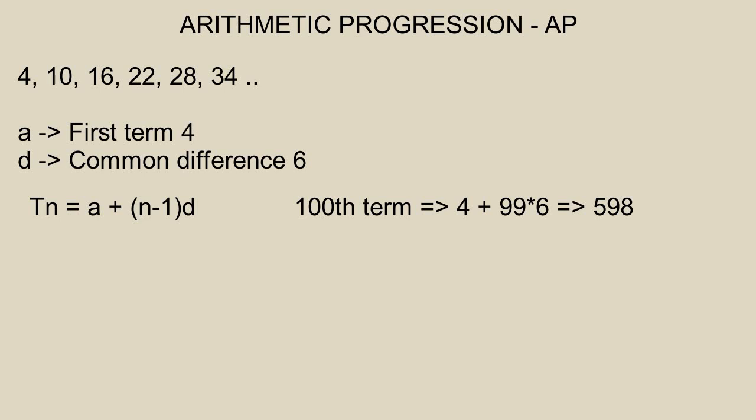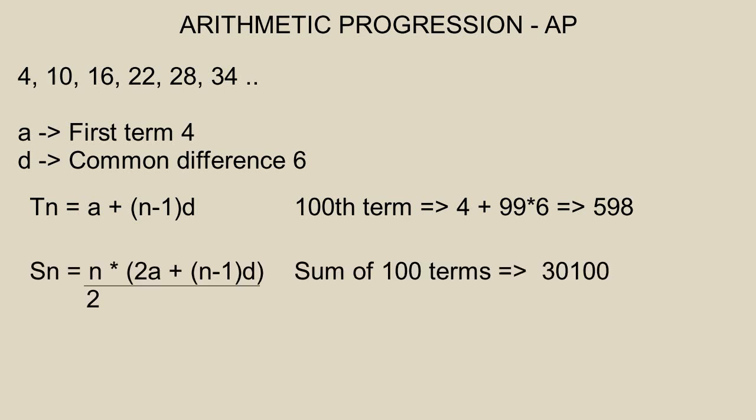Also, the sum of n terms of an AP is n by 2 into 2a plus n minus 1 into d. I'll explain this in a minute. Okay, so using this formula for, let's say, 100 terms, we find the sum as 602 into 100 by 2, that is 30,100.